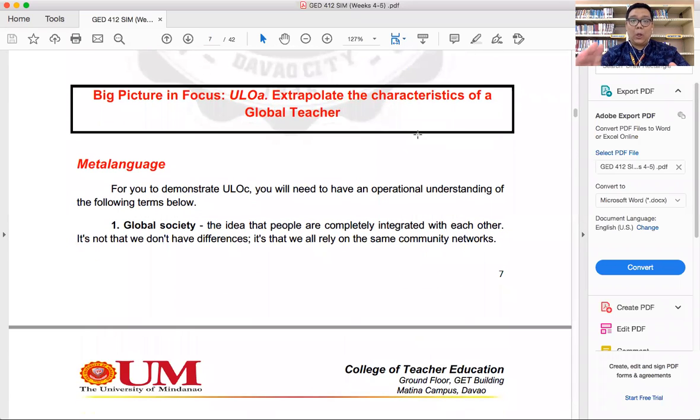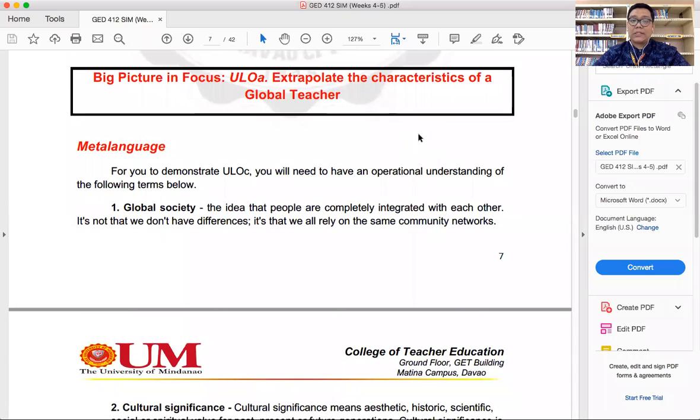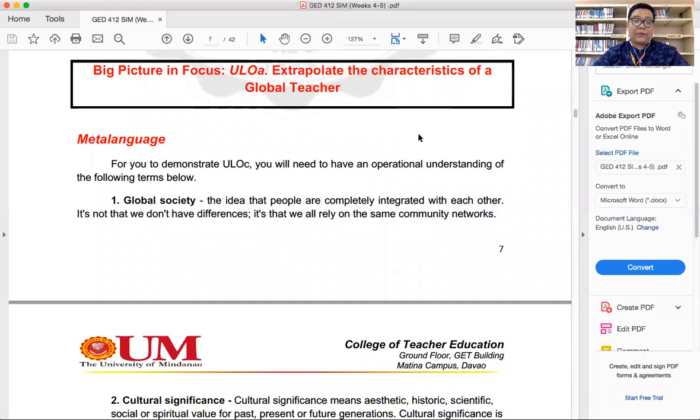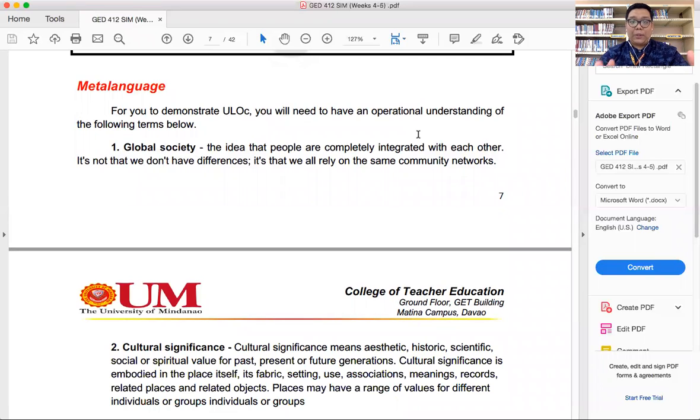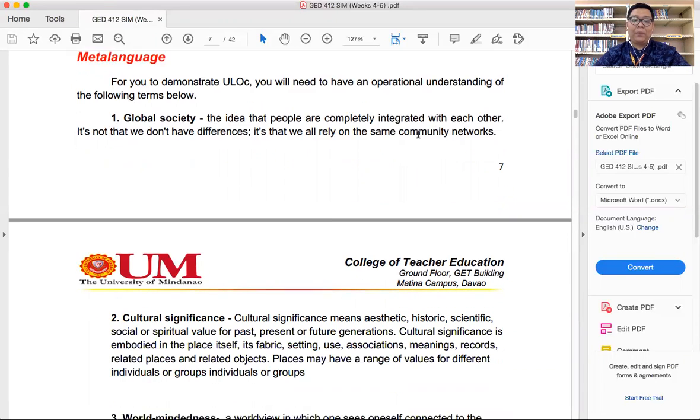First one is global society. Global society is the idea that people are completely integrated with each other. It's not that we don't have differences, it's that we all rely on the same community networks. When we talk about global society, we are talking about the ties that people have.